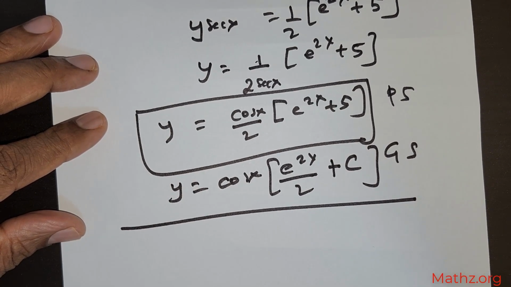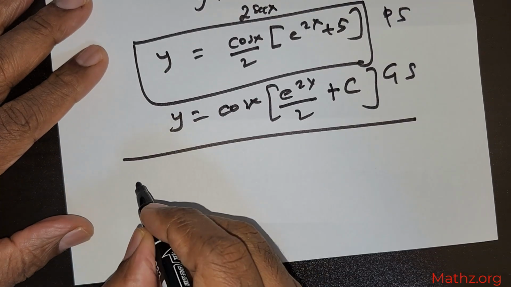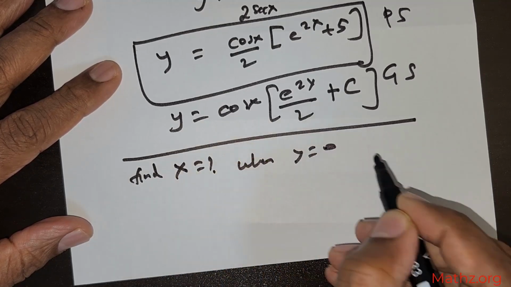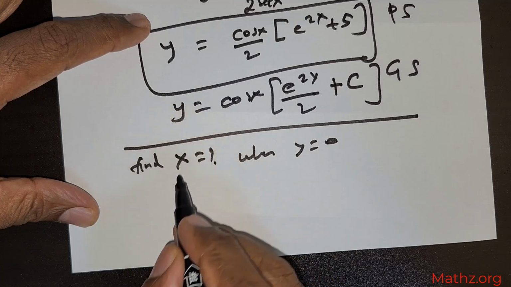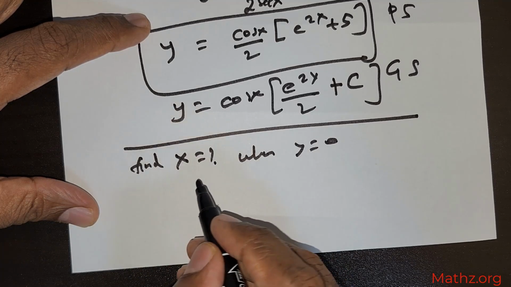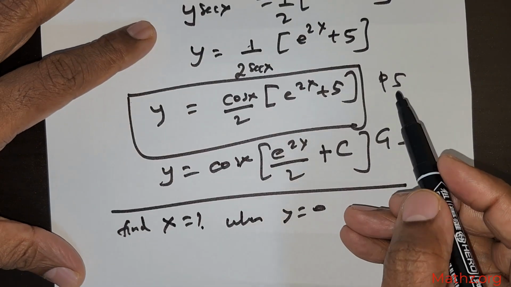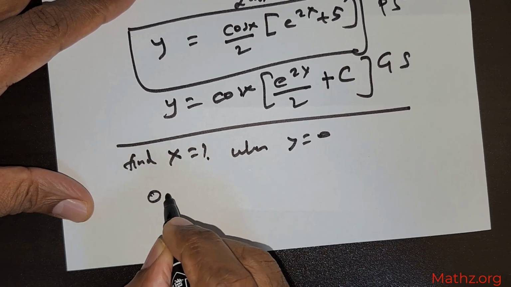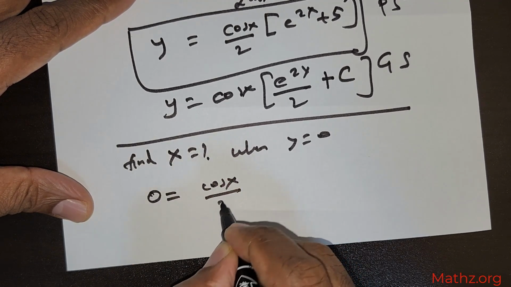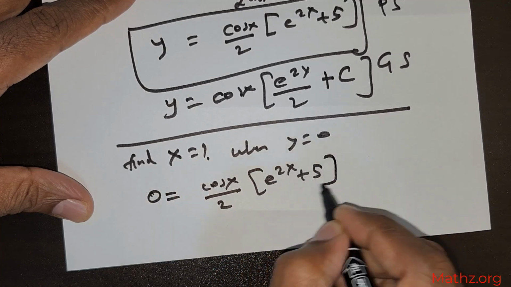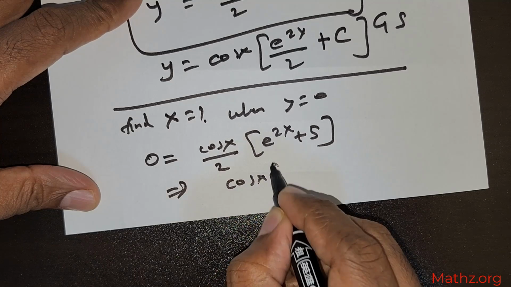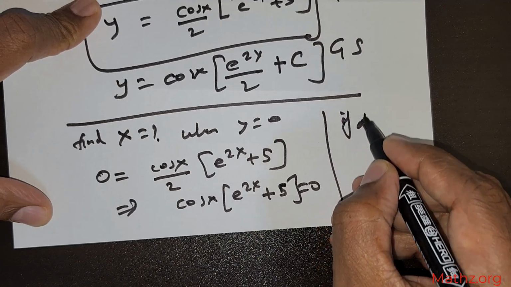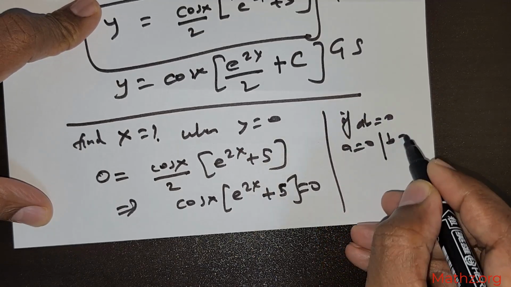Okay. So now we are given the third condition. Third condition is find the smallest value of x when y is equal to 0. So if I were to substitute 0 here, what would happen? I have to substitute 0 over here, in the special case. So 0 is equal to cos x divided by 2 times e raised to the power of 2x positive 5. This would mean cos x times e raised to the power of 2x positive 5 is equal to 0. Now if AB is equal to 0, then either A is equal to 0 or B is equal to 0.